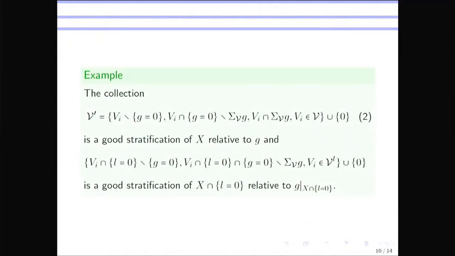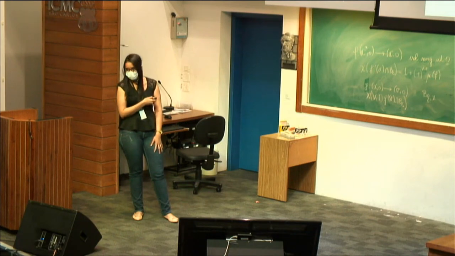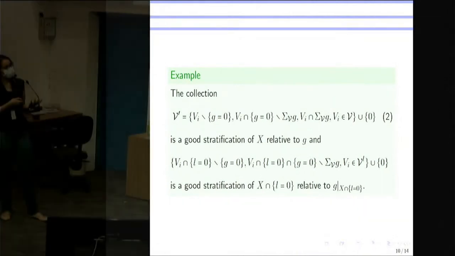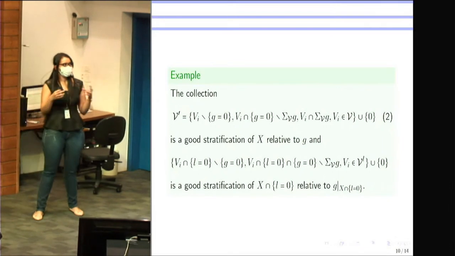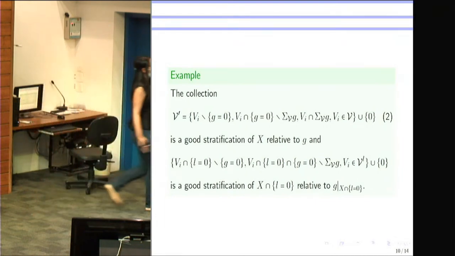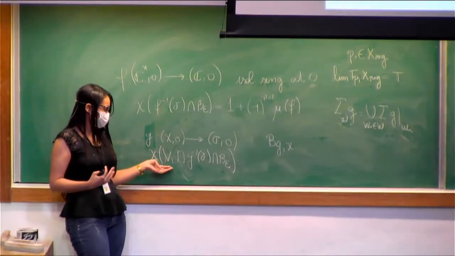What I proved was that if we take this collection, here I look at V_i, which are strata of that good stratification induced by a generic linear form. So if you look at V_i out of the zeros of G, V_i intersected with the zeros of G, but out of the critical set of G, and V_i intersected with the critical set of G, then this is a good stratification of X relative to G. So using this stratification, I got some control on the strata that we are going to use, and then we could compute, not easily, but with more control, this Euler characteristic.